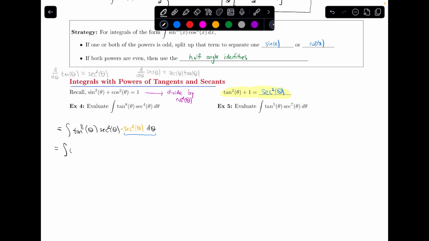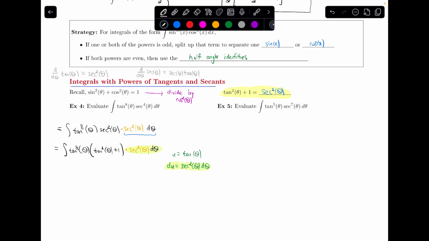So I'll get the integral of tangent to the 8th of theta, replace that secant squared with tangent squared theta plus 1, and then times that other secant squared that we split out, d theta. And now this is going to be awesome for a u sub. So let's do u sub. Let's let u be tangent theta. Then du, its derivative, is going to be secant squared theta d theta. Okay, and I'm going to highlight that because I see that in the integral now. I see secant squared theta d theta at the end. So that's going to become du.